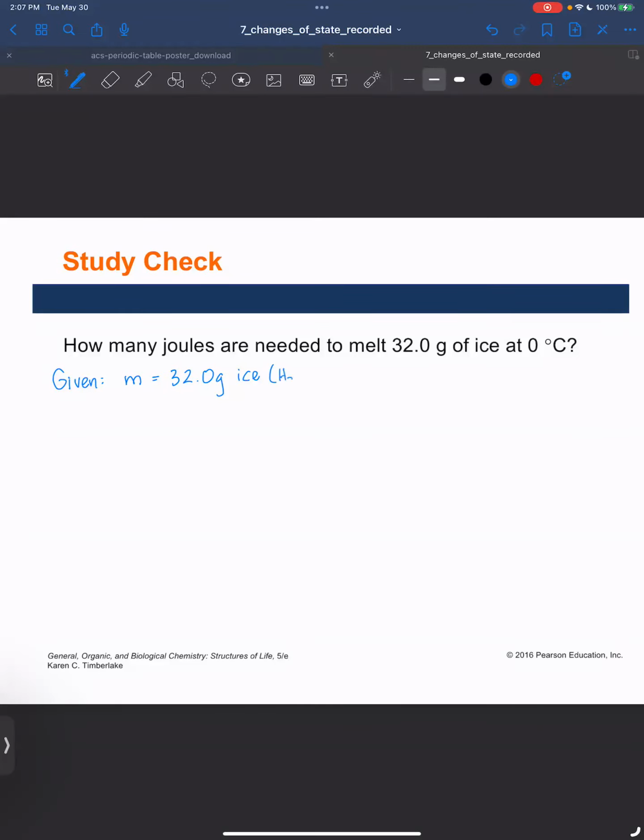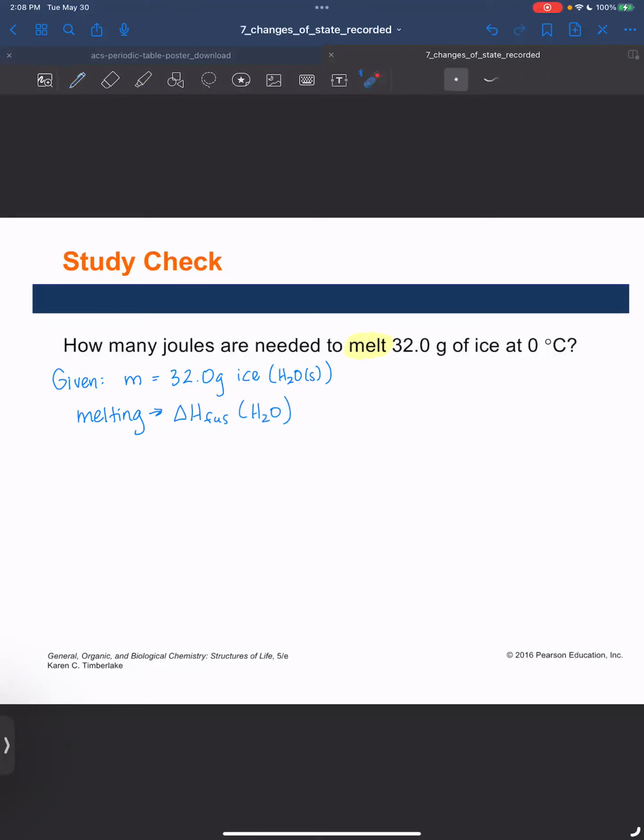And so remember, this is water as a solid. It's saying that we are melting. So that's also another piece of important information. We are melting, so that means we will need to look up the enthalpy of fusion for water.